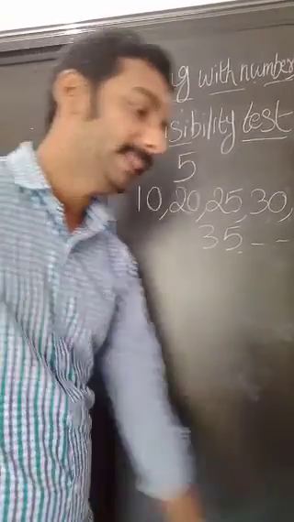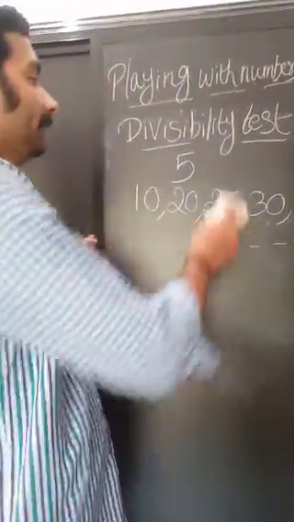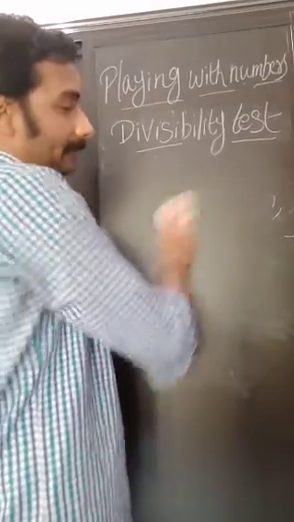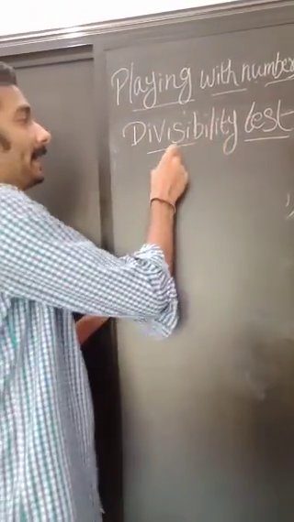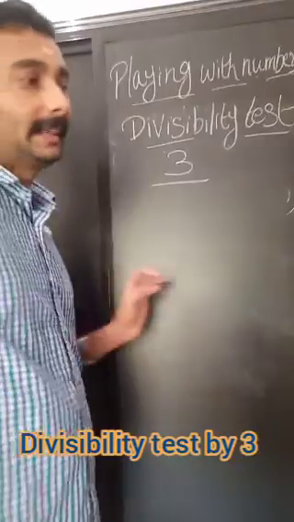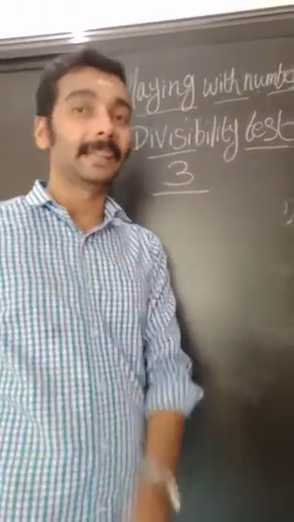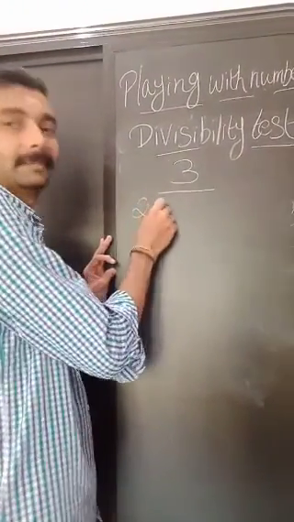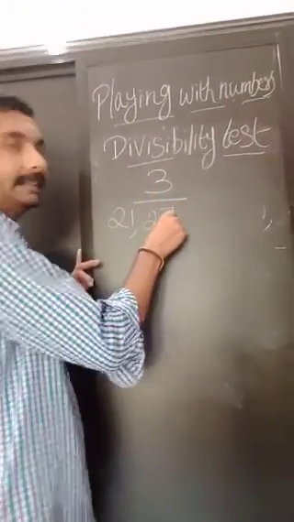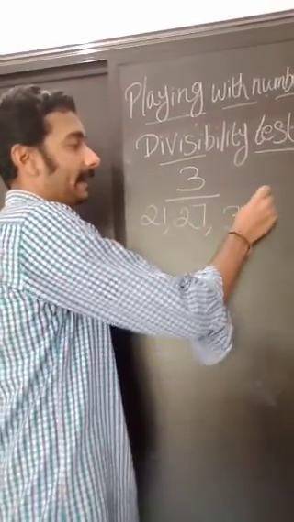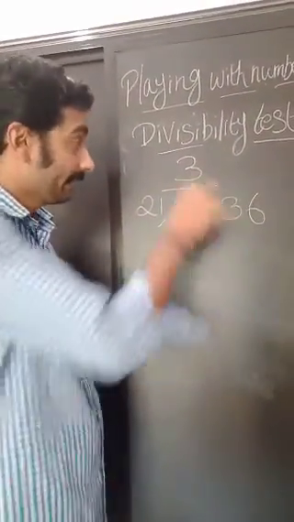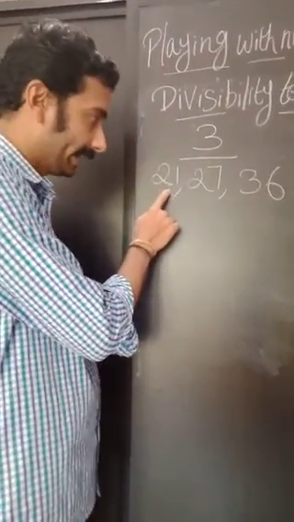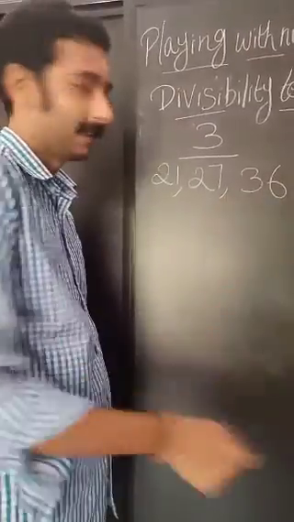Okay. Then another one, divisibility test by 3. Divisibility by 3 means the number, for example 21, 27, 36.